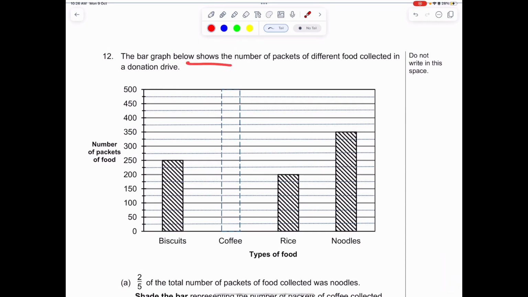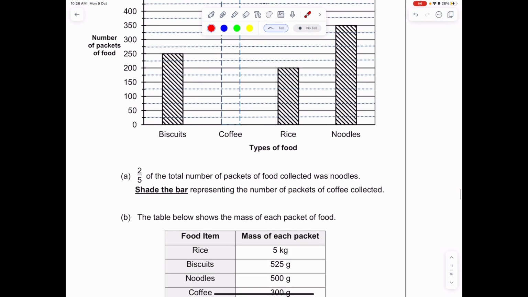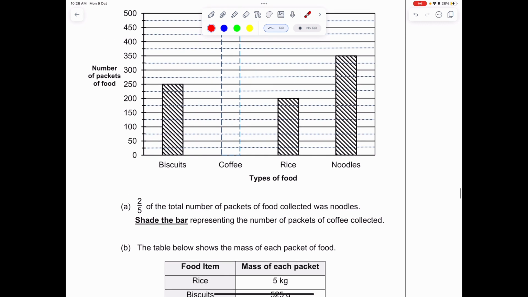Next. The bar graph below shows the number of packets of different food collected in a donation drive. This question, many of you were very, very, very careless. Now, 2/5 of the total packets of food was noodles. Shade the bar representing the number of packets of coffee collected.